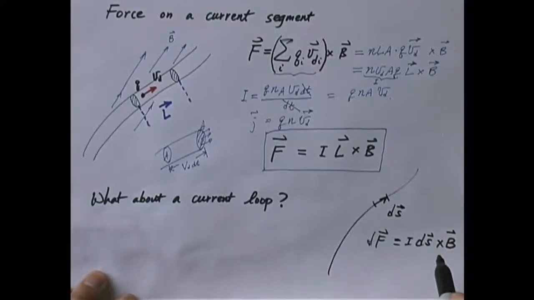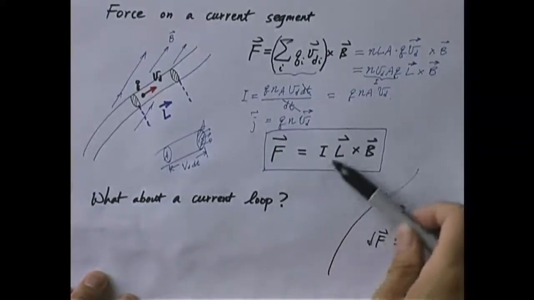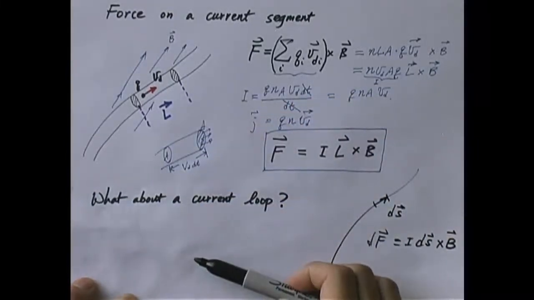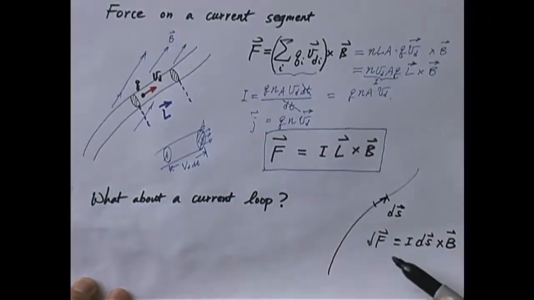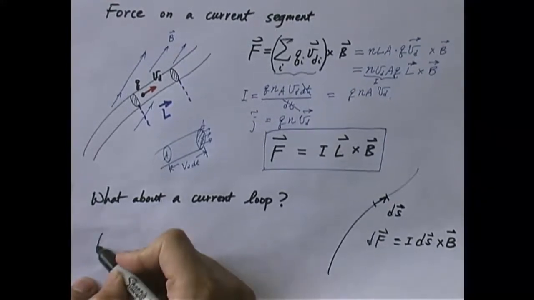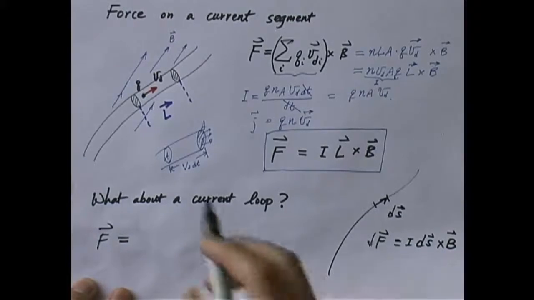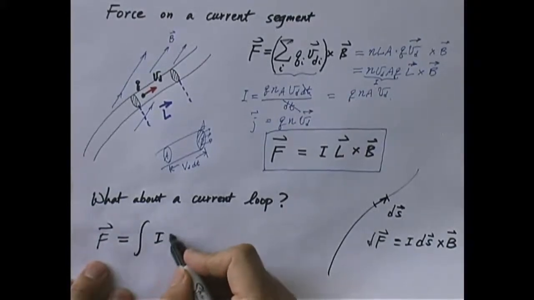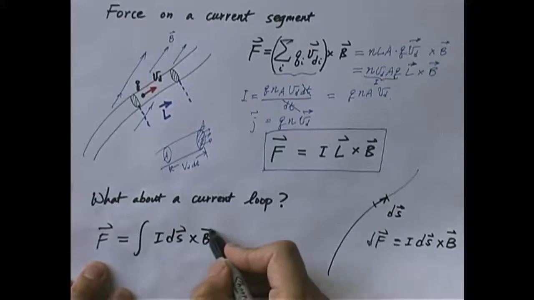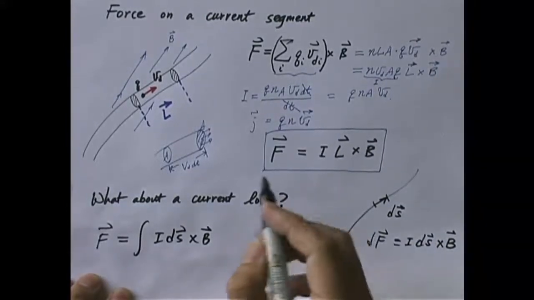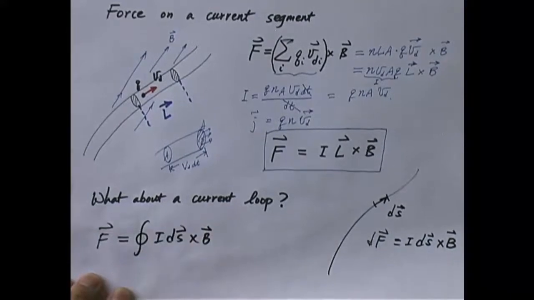Given that, can we find the total magnetic force on the current loop? What's a loop? It's something that returns back to itself. It's self-enclosed, a current loop. This is the force on a segment of the loop, ds. In order to find the total force on the entire loop, I would have to integrate over dF, I ds cross B. And since the loop returns to itself, it's a self-enclosed path, I'm going to use this symbol to indicate that, over the entire loop L.